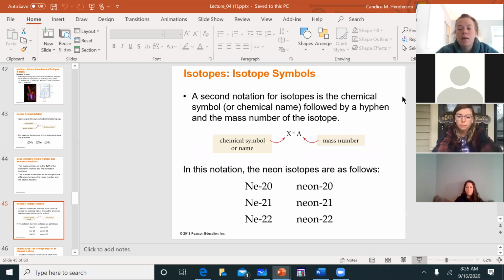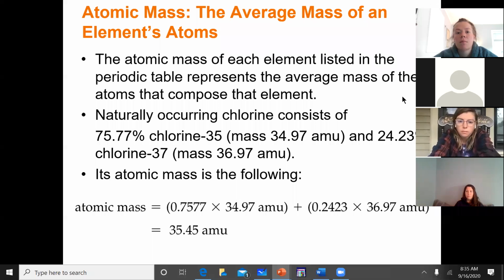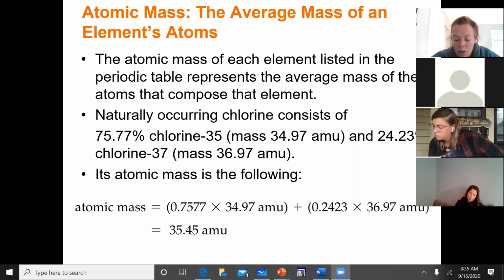So the last thing I want to talk about is calculating the atomic mass, or the average mass, of each element. Like when we're looking at that periodic chart, let's look at chlorine. Chlorine is number 17. The atomic mass on that thing is 35.452. That's because we have some chlorine 35 and some chlorine 37, and the average of the natural abundances is giving us that decimal.